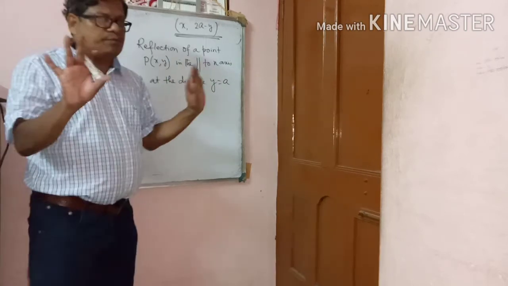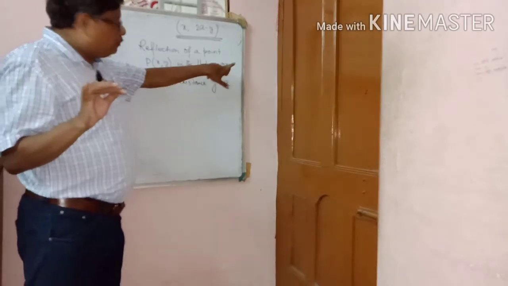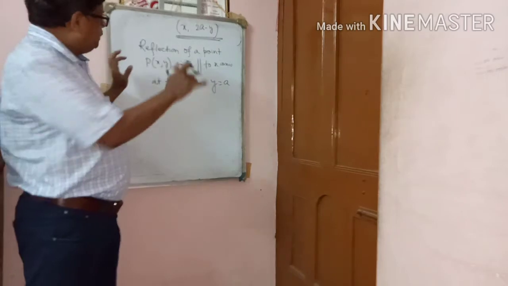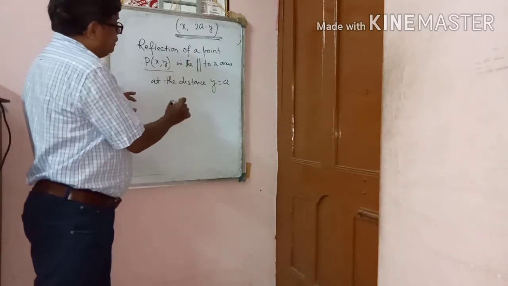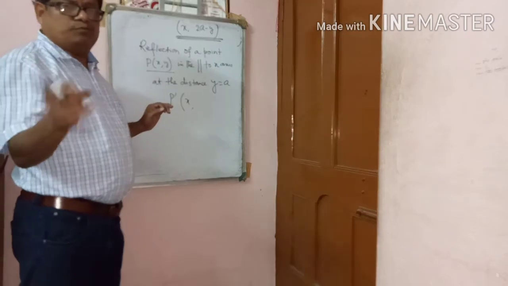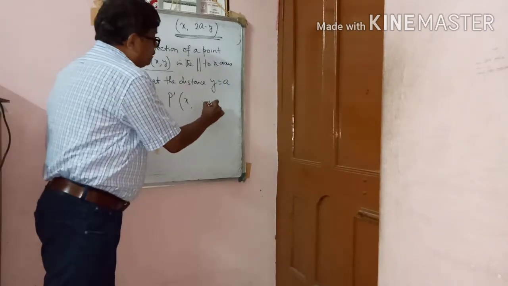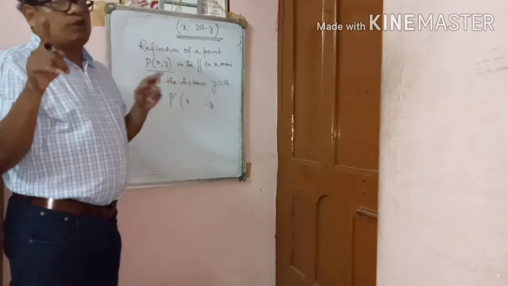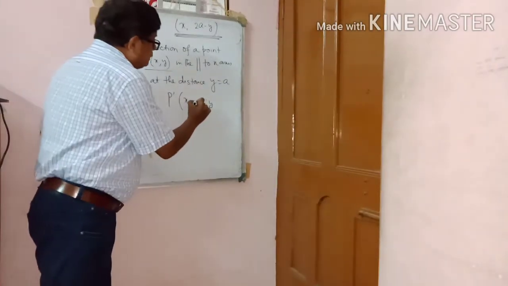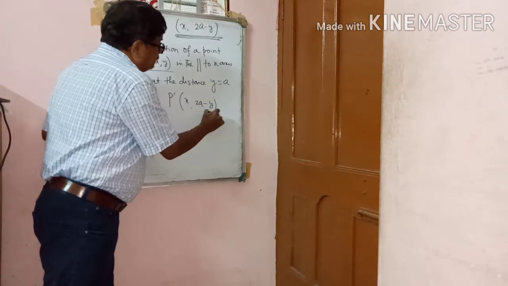See, how to remember? Look here at one thing. When parallel to the x-axis, we know x has no change. The original point, suppose this (x, y), x has no change. So the new coordinate is x and minus y. So write minus y, and before that you add twice a: minus y plus twice a, or twice a minus y, either is right.